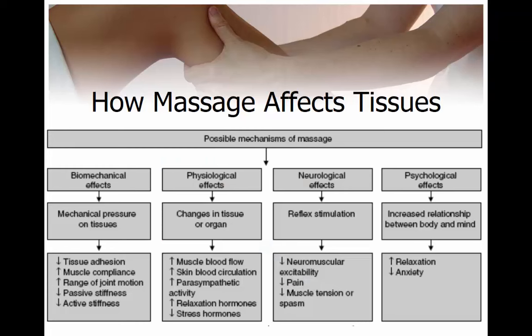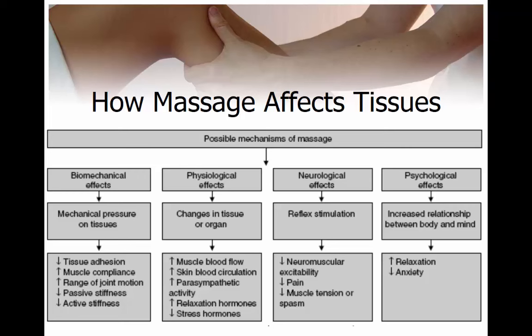Massage affects tissue through four primary effects: a biomechanical, physiological, neurological, and psychological effect. The biomechanical effect of massage comes from the mechanical pressure on the tissues. This results in decreased tissue adhesion, increased muscle compliance, increased joint range of motion, decreased passive stiffness, and a decreased active stiffness of the muscle.